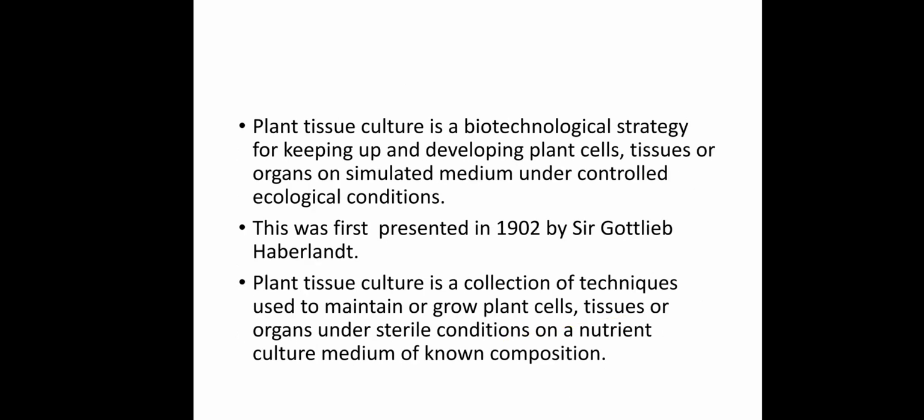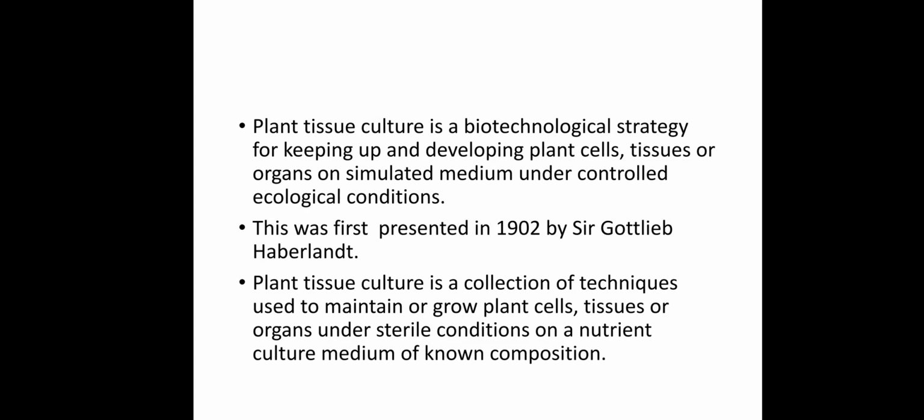So plant tissue culture is a biotechnological strategy for keeping up and developing plant cells, tissues, or organs on simulated medium under controlled ecological conditions. Simulated medium means artificial. So it was first presented in 1902 by Sir Gottlieb Haberlandt.